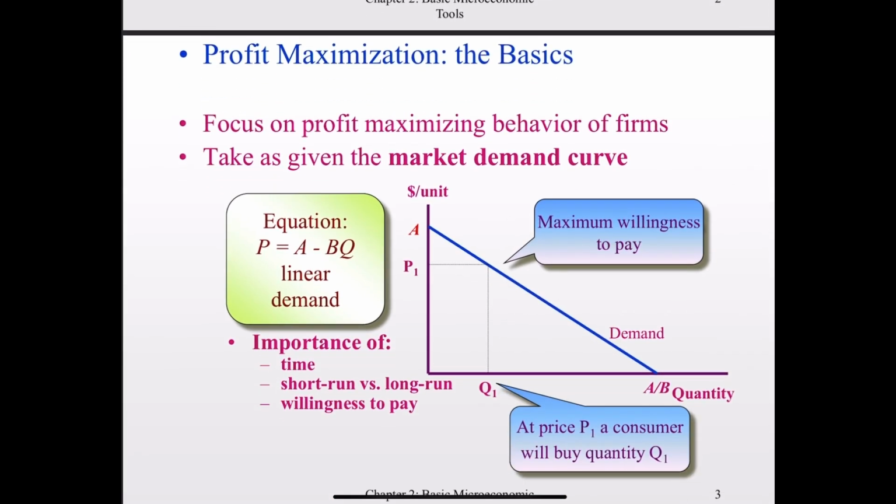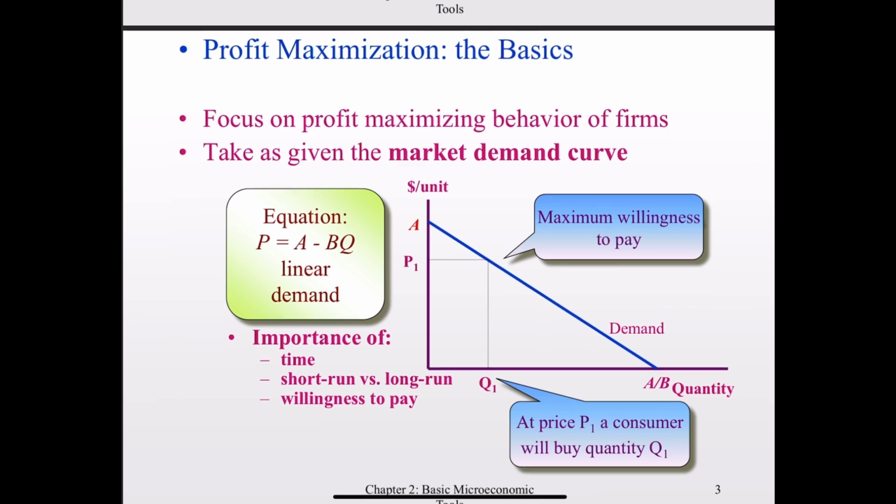Okay, profit maximization. Now we'll focus on the profit maximization of firms. We will take the market demand curve as given here. The demand curve is typically represented by a linear equation, P equals A minus BQ, where P is the price and Q is the quantity.